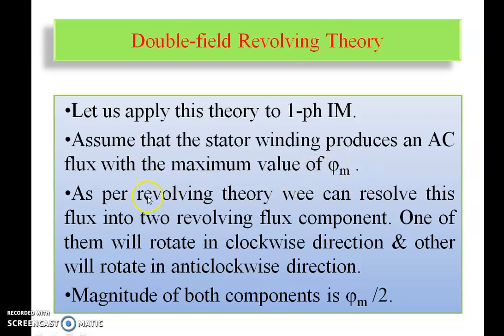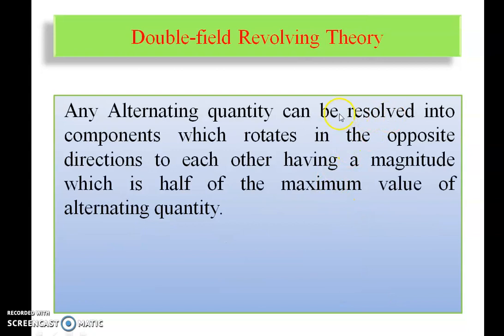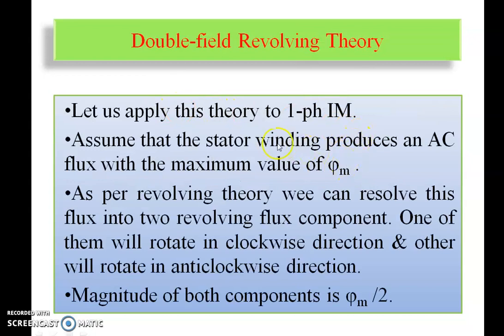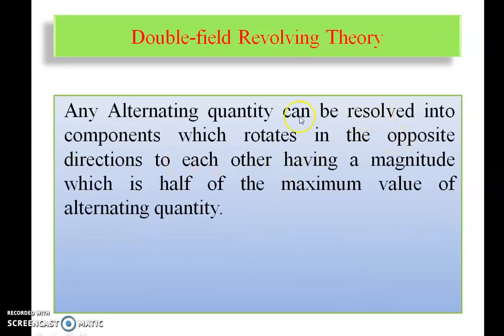As per the double field revolving theory, we can resolve this flux into two revolving flux components. That means any alternating quantity can be resolved. Here the alternating quantity is nothing but flux. We are assuming that the alternating quantity is a flux, and it can be resolved into components.